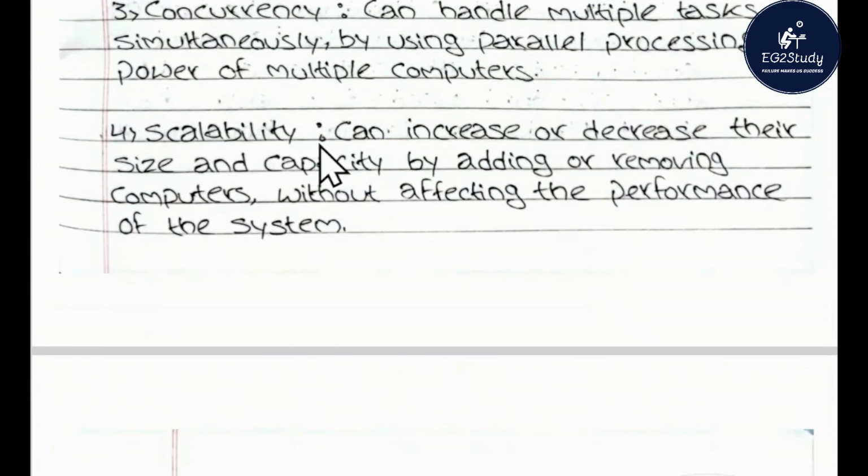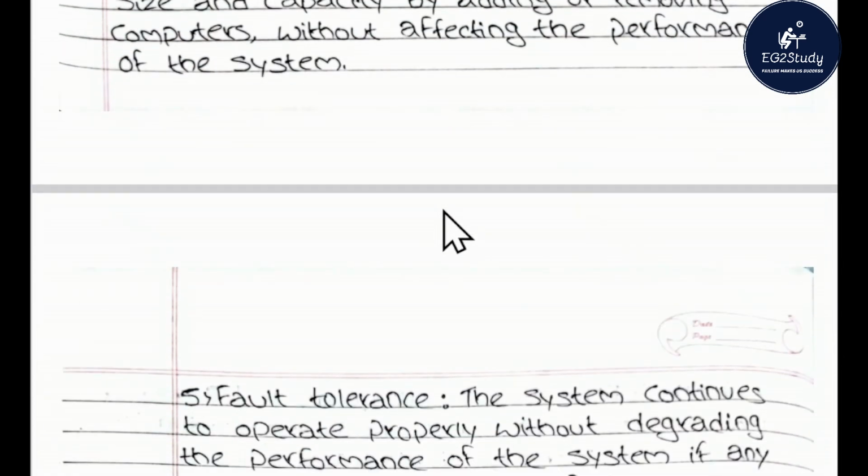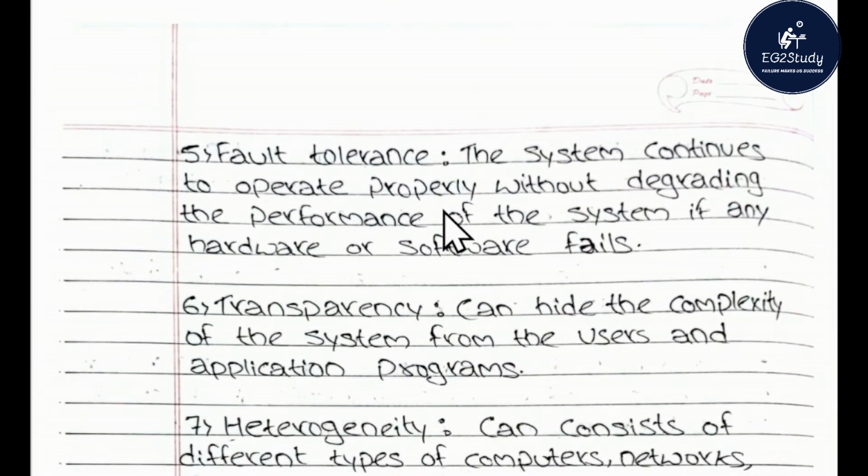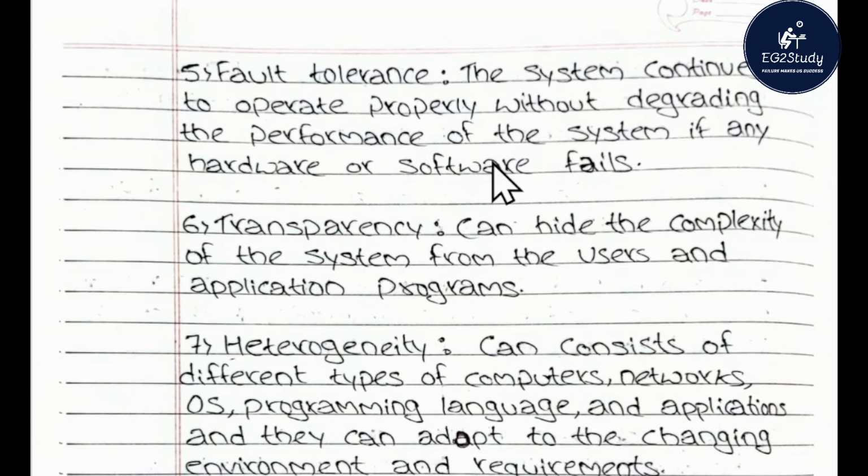Scalability. Distributed systems can increase or decrease their size or capacity by adding or removing computers without affecting the performance of the system. Fault tolerance. The system continues to operate properly without degrading the performance of the system if any hardware or software fails. Distributed systems will continue if hardware or software fails.